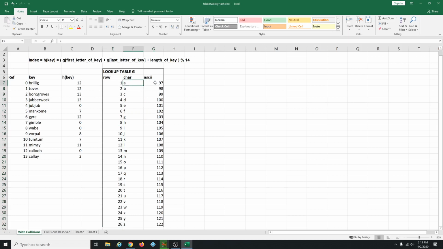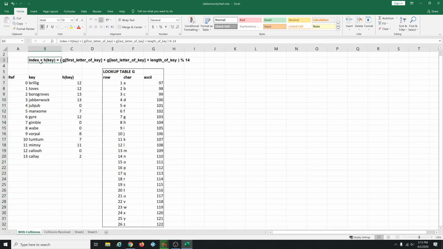So ASCII value of little a is 97, z is 122. Just to point out that the values in here can be really anything as long as they're different. So I mean, you could use 1 through 26, that'd be fine. I happen to use 97 through 122, which is the ASCII value, as long as they're different initially.